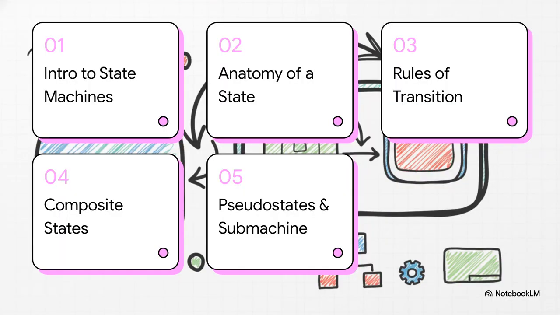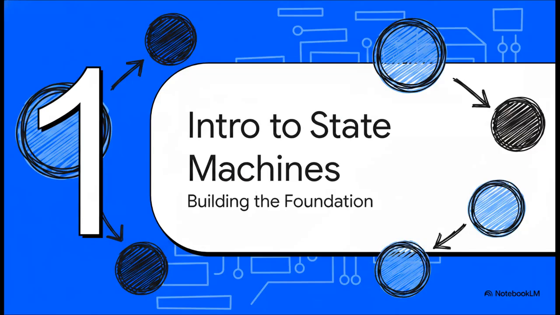Here is our roadmap for today. We have 5 sections. First, an intro to state machines, followed by the anatomy of a state, the rules of transition, tackling composite states, and finally, pseudostates and submachines. Section 1, Intro to State Machines.